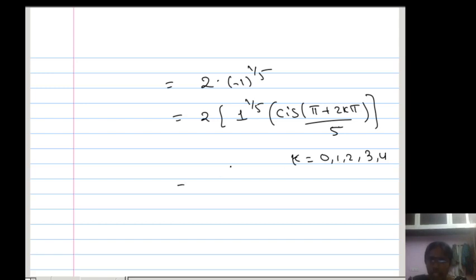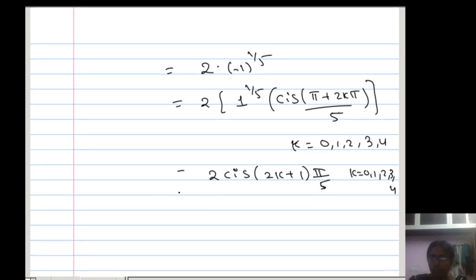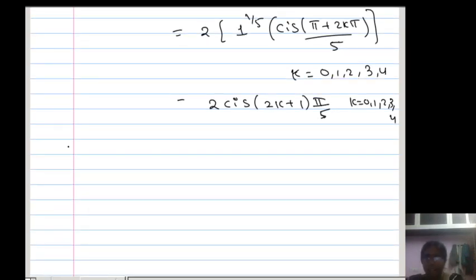So your final answer is what? 2 into cis of (2k plus 1) into pi by 5, where k is equal to what? 0, 1, 2, 3, 4. So this is your final answer: 2 cis (2k plus 1) pi by 5. So how many values? 5 values. If you substitute k equal to 0, k equal to 1, k equal to 2, k equal to 3, k equal to 4, like that you will get the values. So this is your first bit problems.